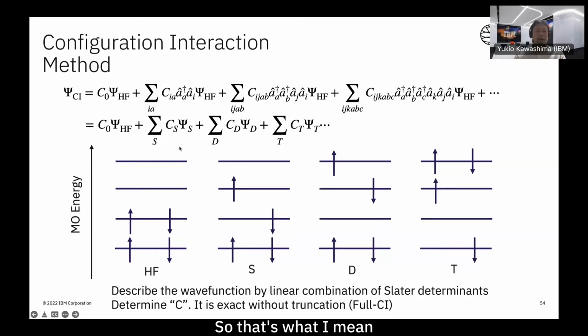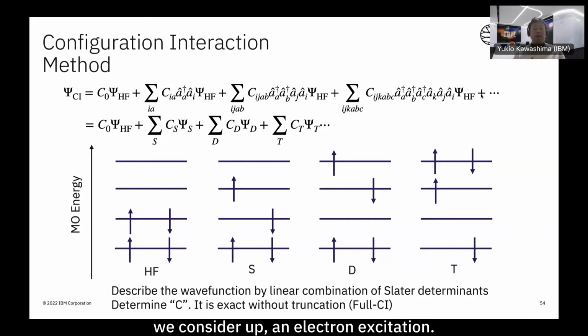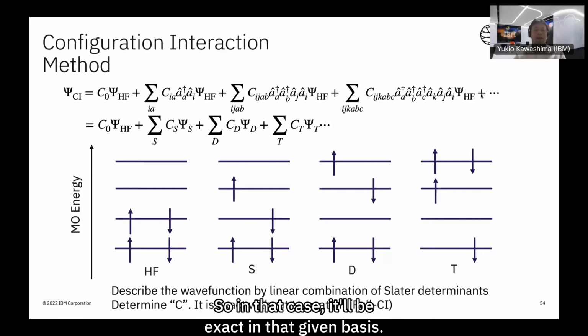So that's what I mean by the linear combination of Slater determinants. We're describing the wave function of this configuration interaction with a linear combination of Slater determinants. And in configuration interaction, we determine this coefficient C. If we don't truncate at any excitation, so what that means is if it's an n electron system, we consider up to n electron excitation, that is called full CI, the exact diagonalization in physics. So in that case, it'll be exact in that given basis.